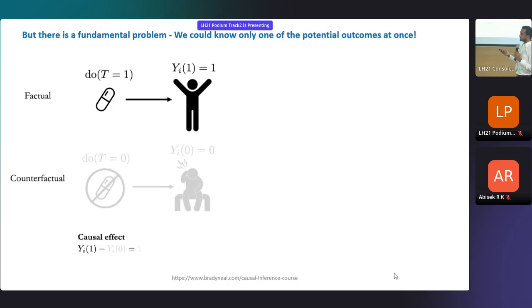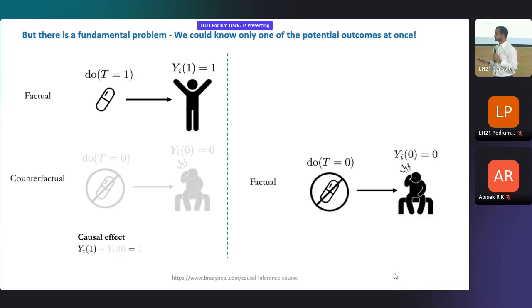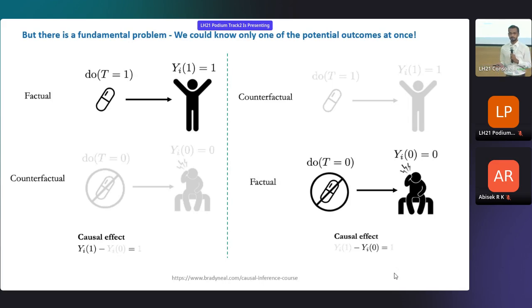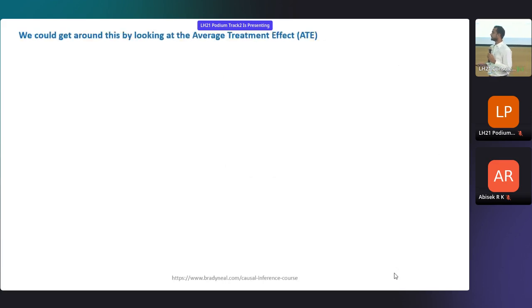So the causal effect here is practically unknown, because we can observe only one of these numbers, one of the potential outcomes. It's also true in the other case. If the factual is t is 0, we cannot know the counterfactual at the same time. So again, we cannot measure the causal effect because we know only one of the measures. So what is the way out? What can we do about it?